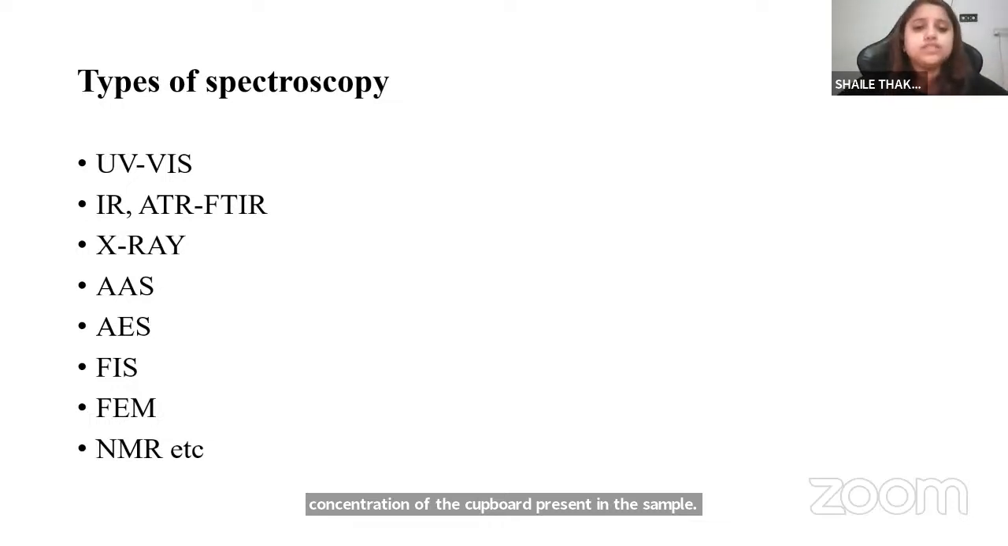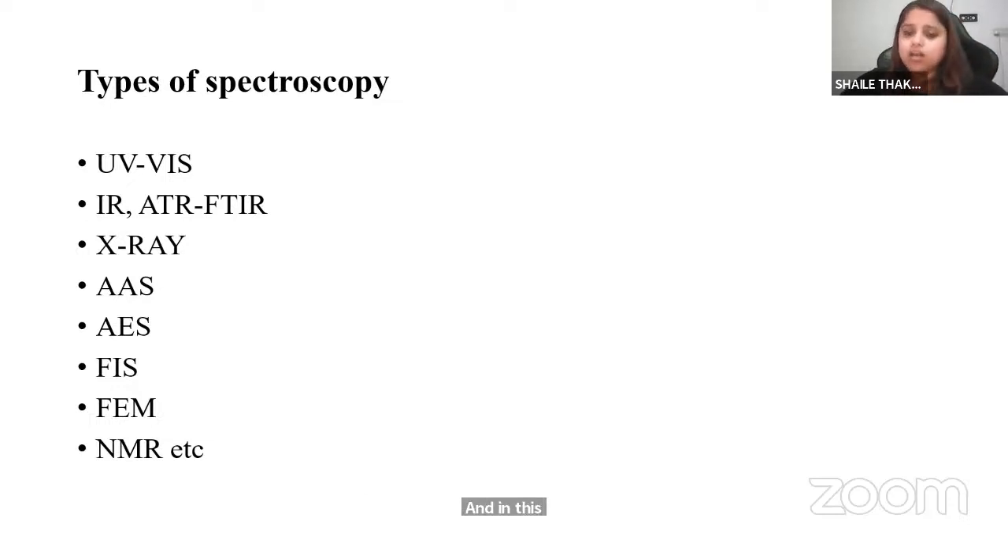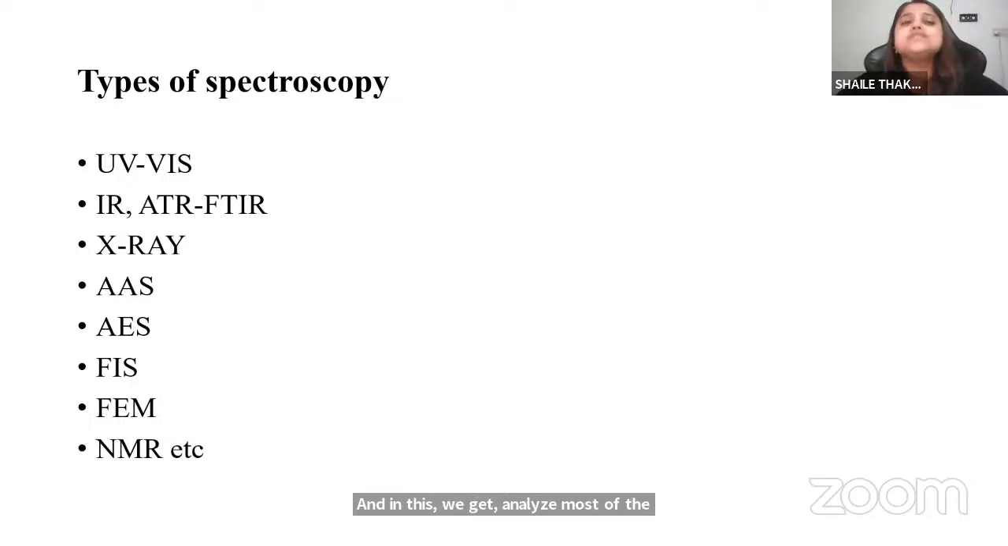So this is about qualitative and quantitative analysis. So you all know UV visible, based upon Beer-Lambert's law, gives you qualitative and quantitative analysis. And in this, we can analyze most of the compounds, and basically UV visible spectroscopy plays a vital role in the field of forensic chemistry, forensic toxicology, etc.